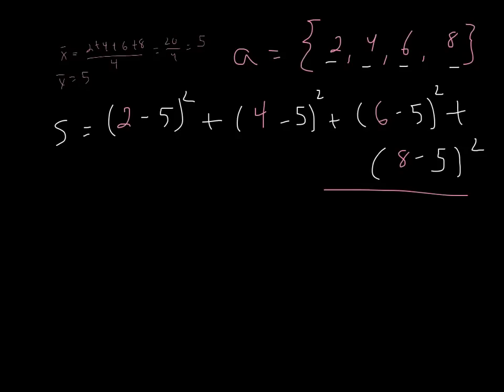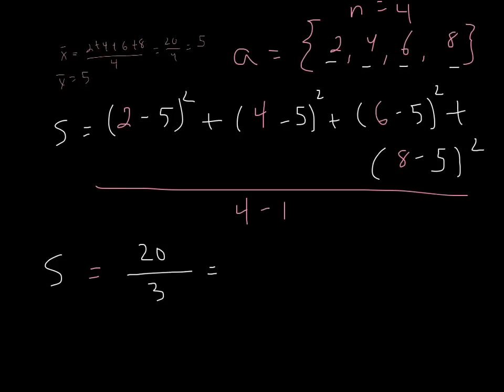And that's all going to be divided by n minus 1, where n is the number of items in our set, so that's 4, so 4 minus 1. Okay, take a minute and see what you get for that top calculation divided by 3. Press pause, check it out. What I ended up getting was 20 divided by 3, or a value of 6.6 repeating.